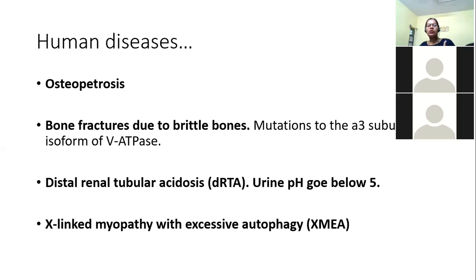Now, distal renal tubular acidosis. In this case, the pH of the urine goes below 5 and it becomes very difficult for the patient to urinate. And the third one is X-linked myopathy with excessive autophagy. So in this case, the muscle tissues are becoming very weak and the person is not able to hold his or her own body. Okay, because the muscle cells are undergoing autophagy. That is, they are eating themselves only. So it becomes very weak and they cannot walk or move. So they use a wheelchair and all.